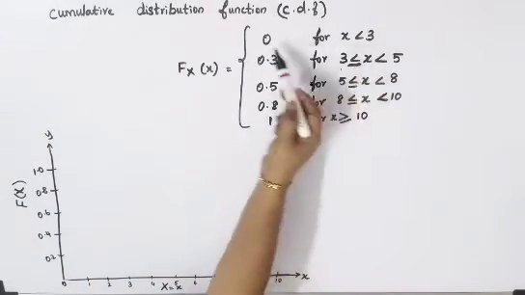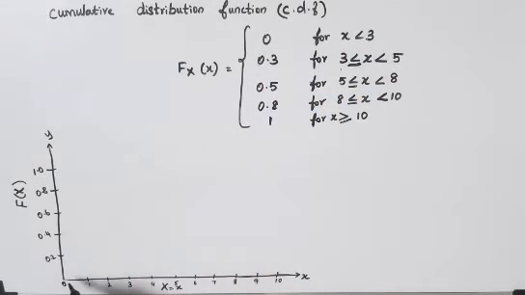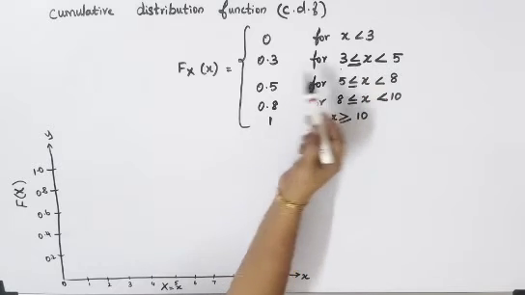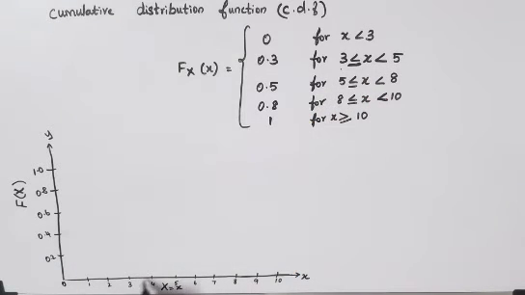Your x less than 3 is 0 only, so less than 3 nothing will be there. Now your starting is from 3 to 5, it is 0.3. So on your x-axis from 3 to 5, here it is 0.3. 0.3 is midway here. So straight to that, from 3 to 5 you have to draw a line, like this. 3 to 5, just draw a straight line.